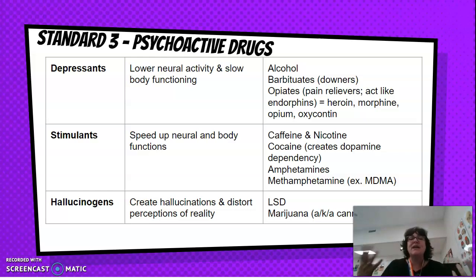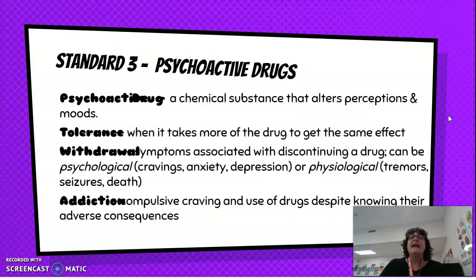They create some kind of hallucination and distort your perception of reality. LSD is probably the most famous hallucinogen, but they like to ask you about marijuana or cannabis. They may call it cannabis. The THC in marijuana is considered a hallucinogen, and so it can give you some hallucinations in large quantities, and it can distort your perception of time, so that's going to qualify as a hallucinogen.